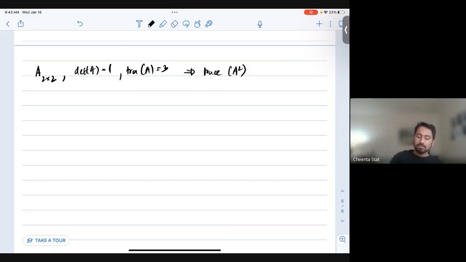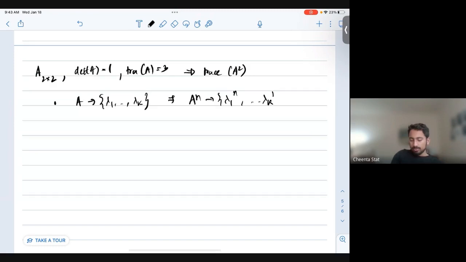So the basic idea is that if A has eigenvalues lambda 1, lambda 2, up to lambda k, then A to the power n has eigenvalues lambda 1 to the power n, and so on. Therefore you can use the determinant, lambda 1 lambda 2 equal to 1, and lambda 1 plus lambda 2 equal to 3, to find lambda 1 square plus lambda 2 square, right? It's basic algebra. All of you got it? Yes or no?